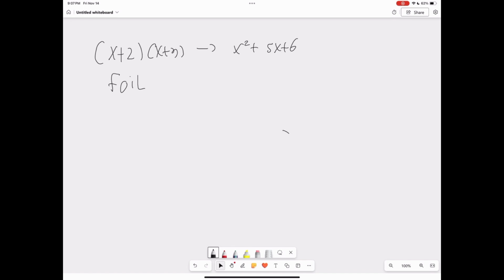If I gave you something like x squared plus 5x plus 6, let's think about factoring. How can I get the two binomials that will FOIL out to give us this? How can we do it? Well, there are a lot of ways to do it actually, and it's not as straightforward as FOILing, but once you do it and you practice a lot, it starts to make sense. So here we go.